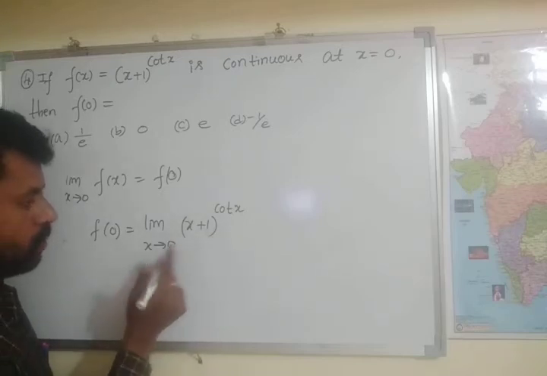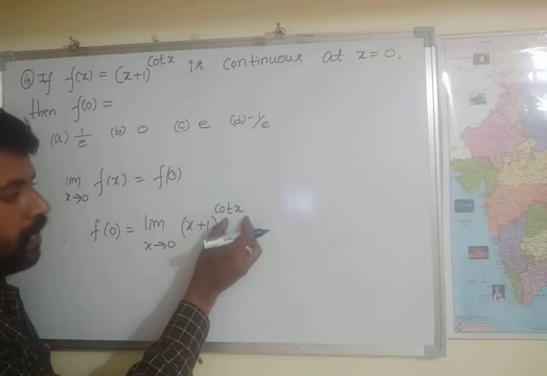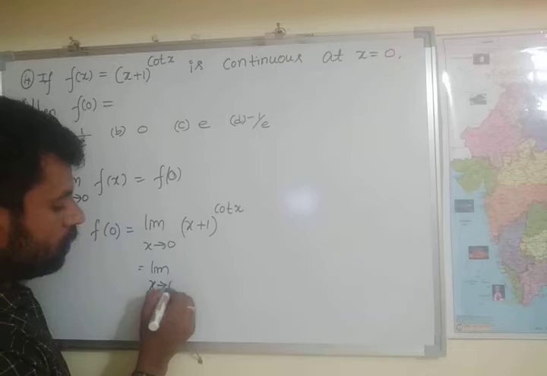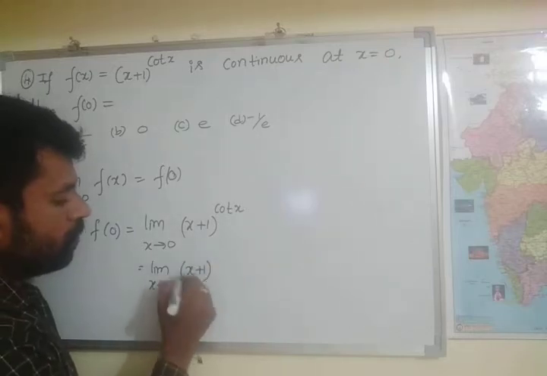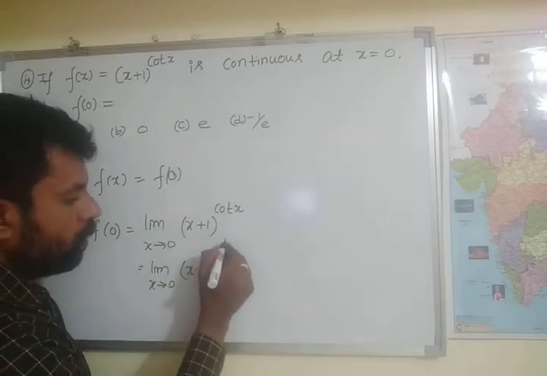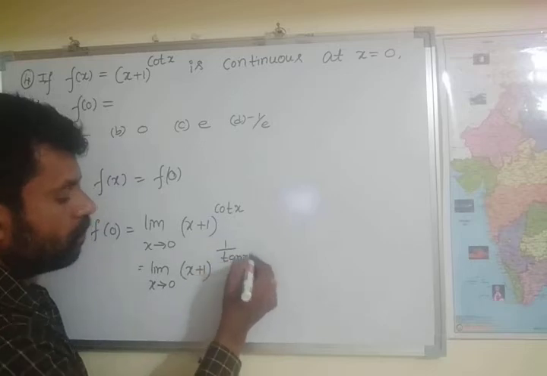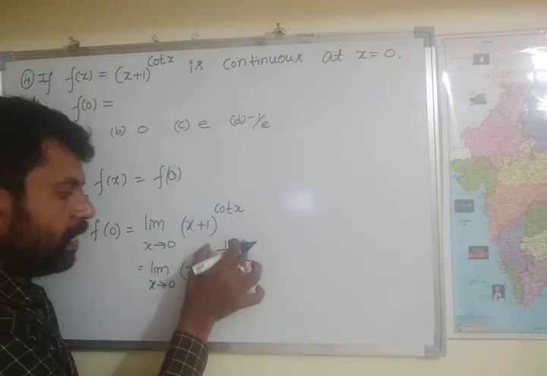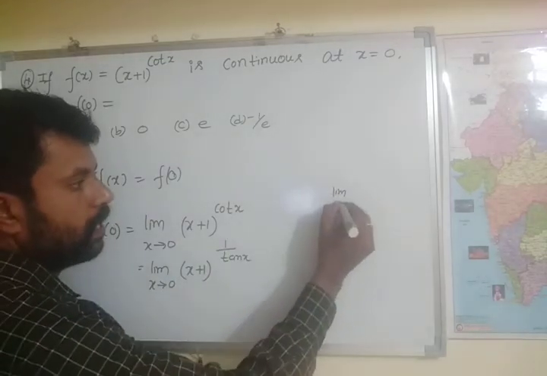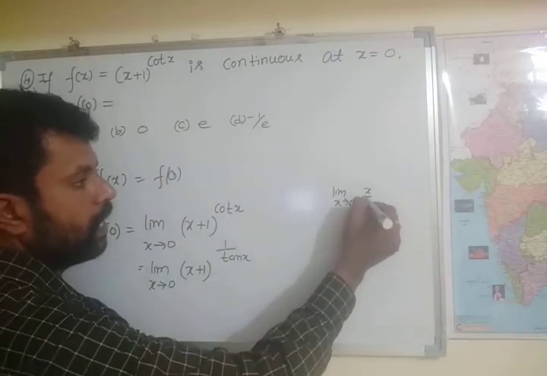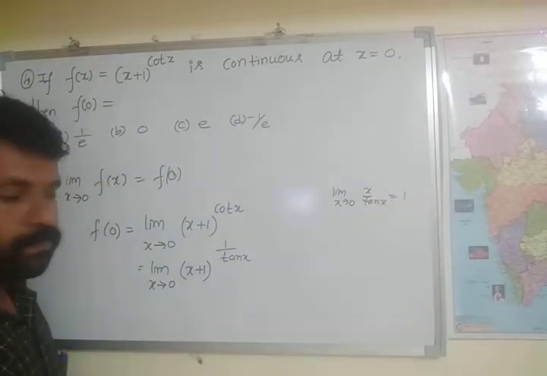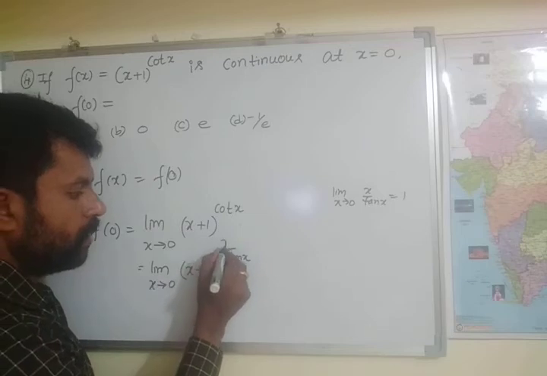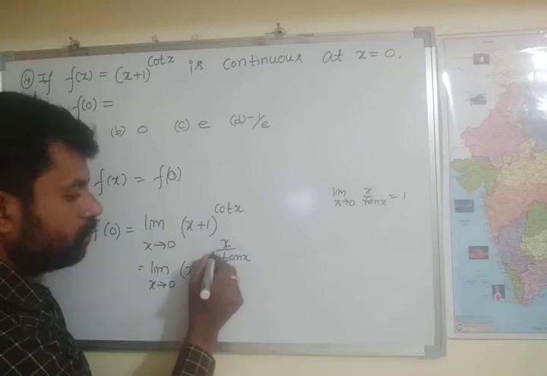Now this result can also be written as cot x can be written as 1 by tan x. So limit x tends to 0, (x+1) to the power cot x can be written as 1 divided by tan x. Next, here I multiplied and divided by x. See, because we know this standard result, limit x tends to 0 of x by tan x or tan x by x is equal to 1. That's why I rearranged this result. Multiplied and divided by x. 1 into x is x, divided by x.